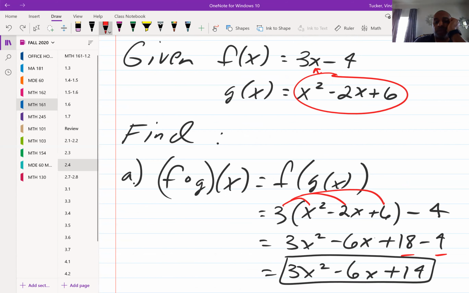All right, then you have to distribute. Distribute the 3, that'll be 3x squared minus 6x plus 18. Then add the 18 and the negative 4 in the back. And that'll give you 3x squared minus 6x plus 14. So we took g and we plugged it into f. Questions? Any questions?